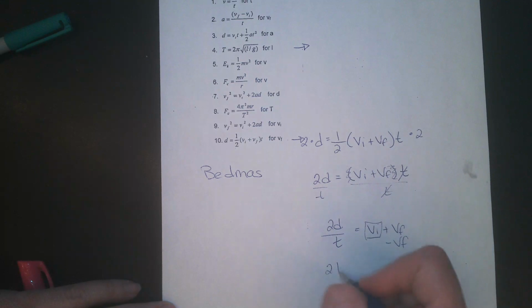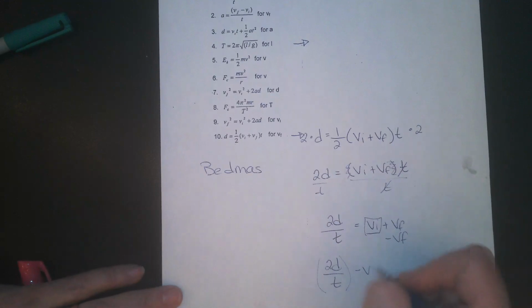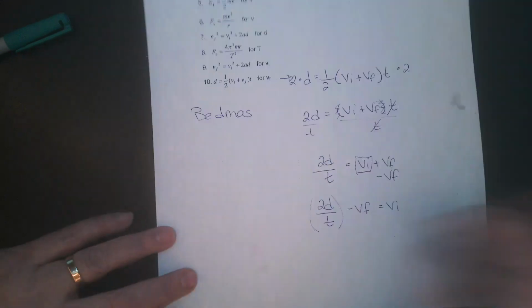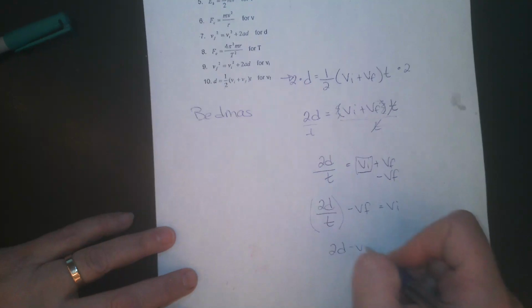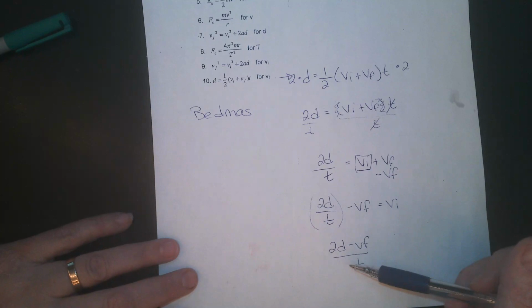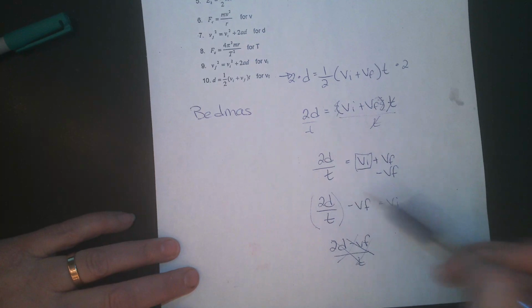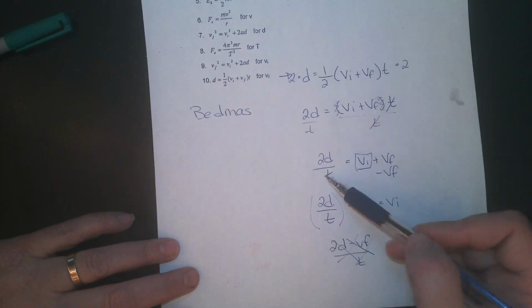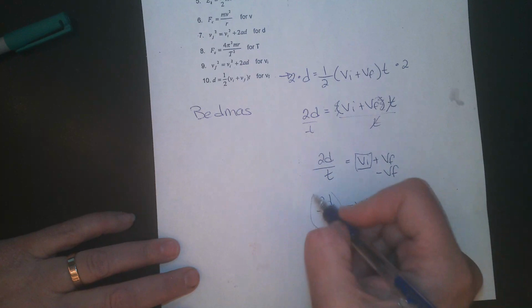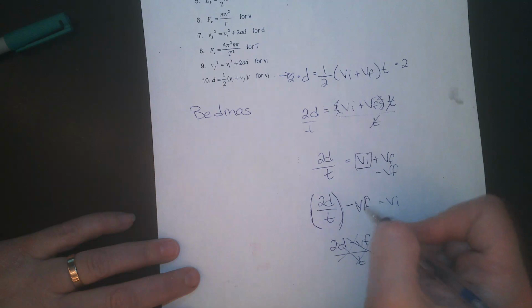What we need to pay attention to is that this 2d over t is one whole piece minus vf equals vi. The common error in a situation like this is to go 2d minus vf all divided by t, and that will give you a substantially different value. So make sure that if you're moving something over that's already got a multiplication or division system in place, that you isolate this piece together and then do your subtraction or addition.